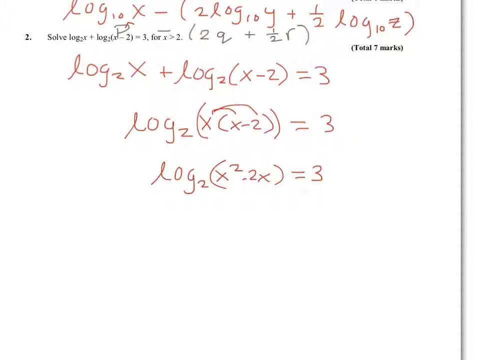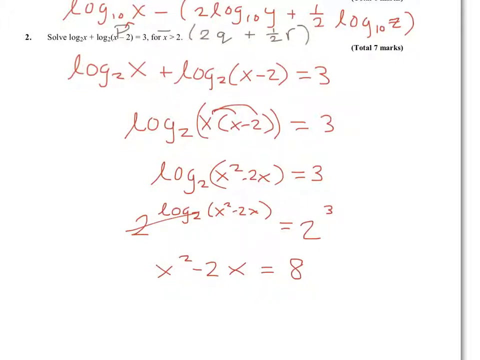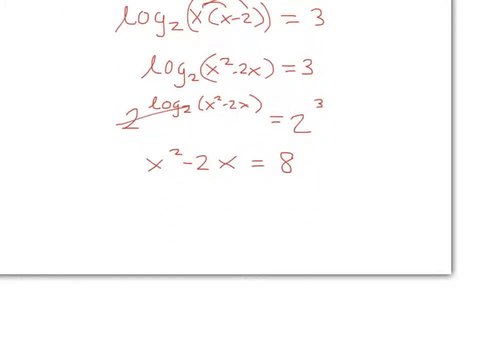And so now that I've done that, I can use our one-to-one property, which we've talked about, to allow us to get rid of that log, because right now the log is getting in the way of us having x isolated. So we can raise everything on top of a 2 as a power of 2. So 2 to the log base 2 of x squared minus 2x equals 2 to the third power. 2 to the log base 2 just leaves us with x squared minus 2x. And 2 to the third is 8. So we're left with a quadratic that we can solve.